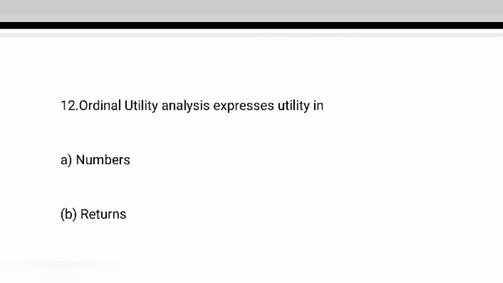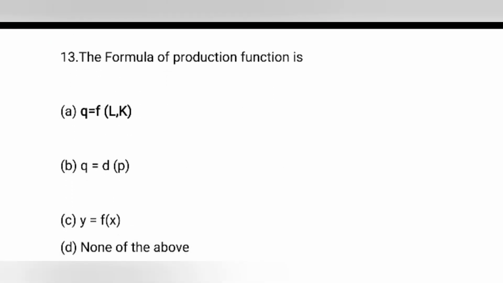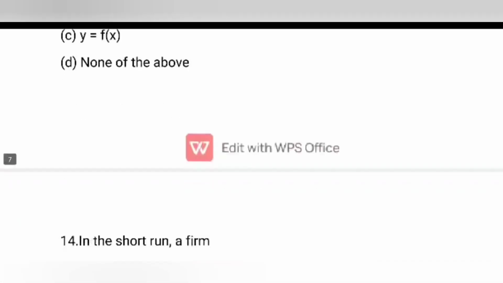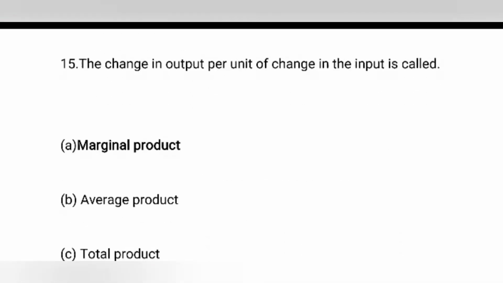Ordinal utility analysis expresses utility in ranks, in a qualitative manner. The formula of the production function is quantity equals a function of labour and capital, Q = f(L, K). In the short run, a firm cannot vary all the inputs. So you can vary just one of the inputs and the other should be fixed. You cannot keep all the inputs fixed, and you also cannot vary all the inputs. The change in output per unit of change in input is called marginal product.